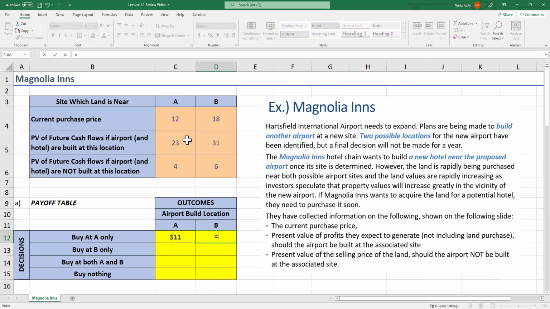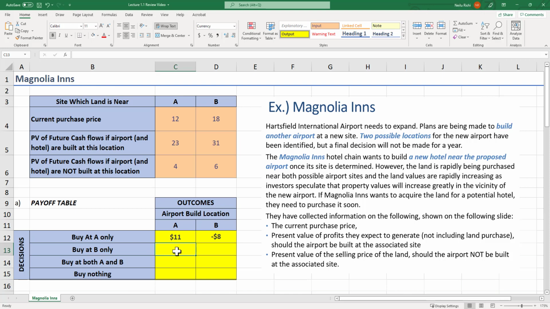Alternatively, I would be buying at A. So again, it would be minus the 12 million for buying at A. But this time the airport would be built at B, meaning I would sell the plot of land and only get 4 million back. So I would have negative 8 million.